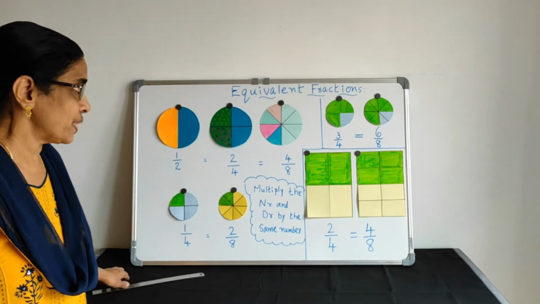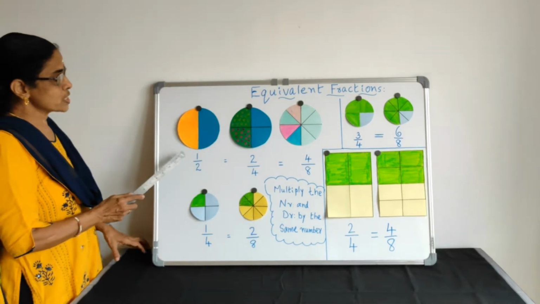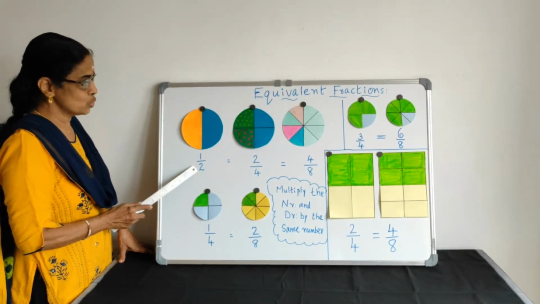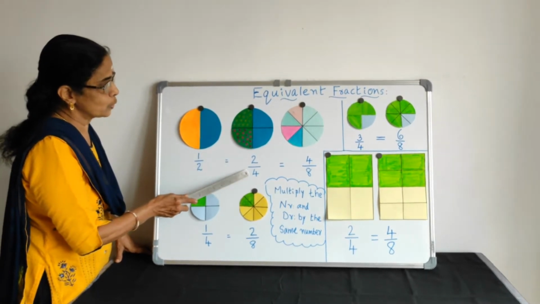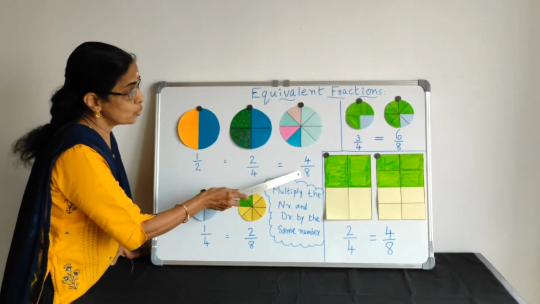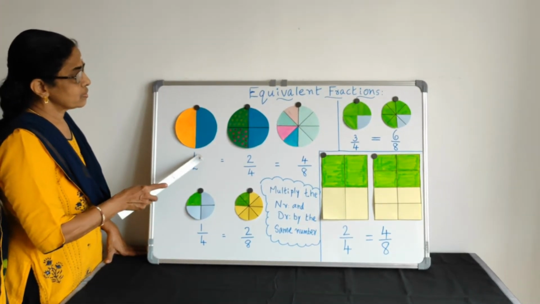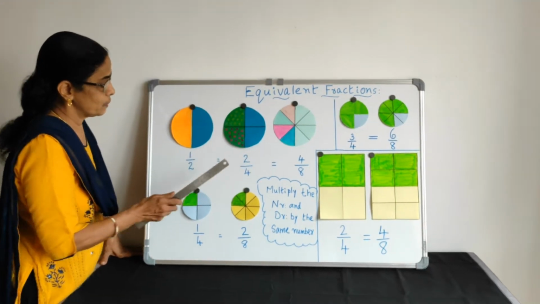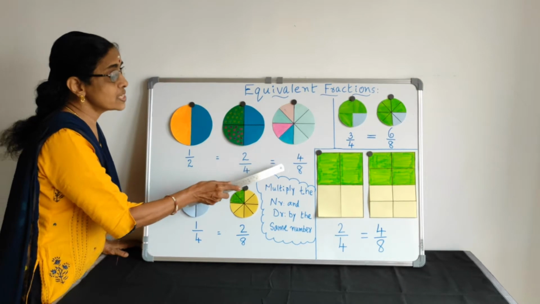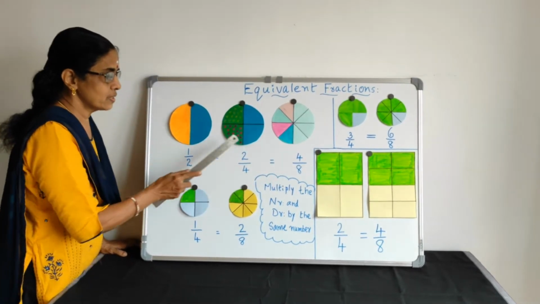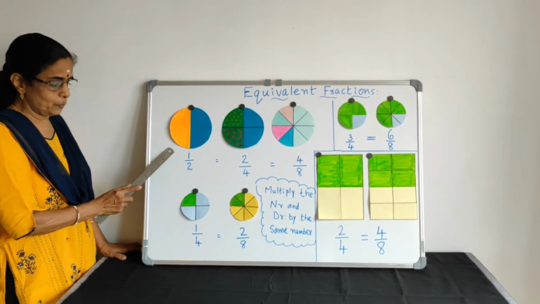Yes. Today's topic, equivalent fractions. Closely observe 1 by 2. Here it represents 2 by 4. Here it represents 4 by 8. Closely observe. They all are equal. 1 by 2 is equal to 2 by 4, which is equal to 4 by 8. These fractions are called equivalent fractions.